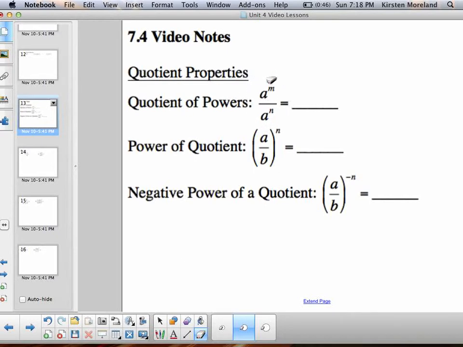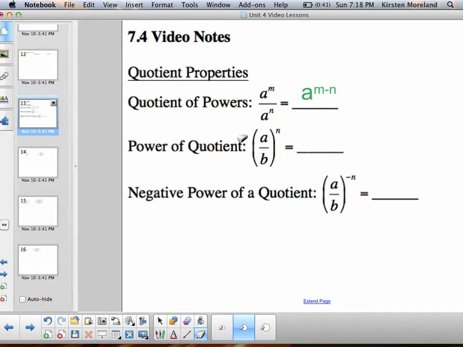So again, it's important to note that we need to have the same base, meaning A and A, or B and B, or 2 and 2. We need to have the same base in order to be able to combine A to the m over A to the m. And when we divide two of the same bases, we subtract the exponent. So it should be A to the m minus n.